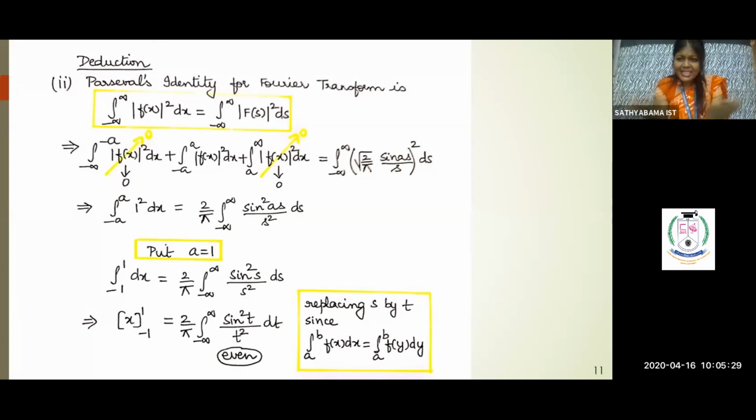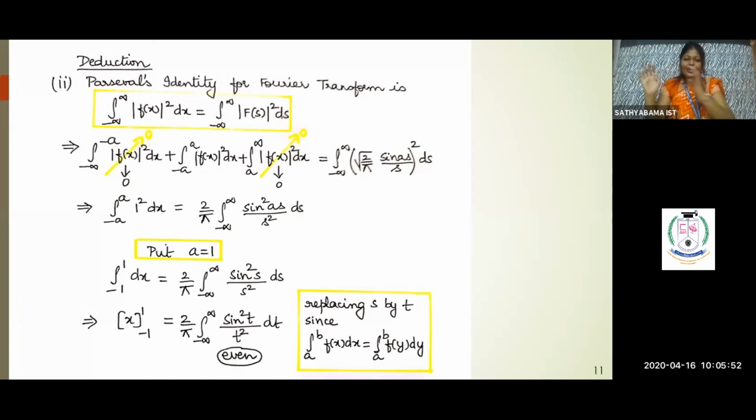Okay, now this is the statement. Now, what should I do to the left hand side? I know f of x takes 0 and 1 in different intervals. So that is why, on the left hand side, I've split minus infinity to plus infinity as minus infinity to minus a, plus minus a to a, plus a to infinity. I've split it like that because f of x takes 1 and 0 in different intervals.